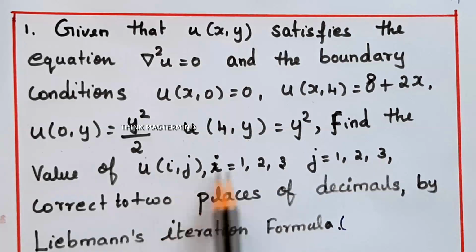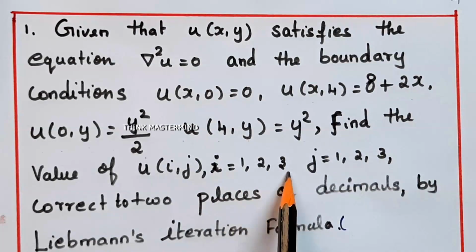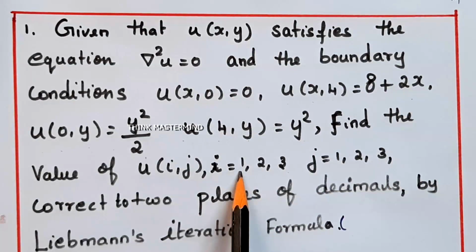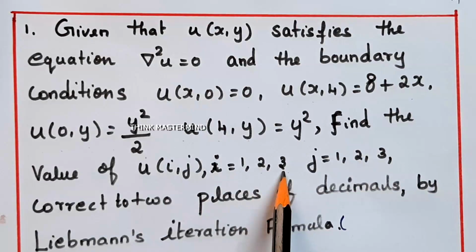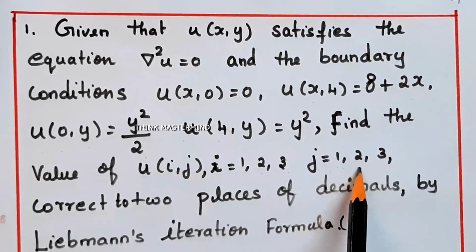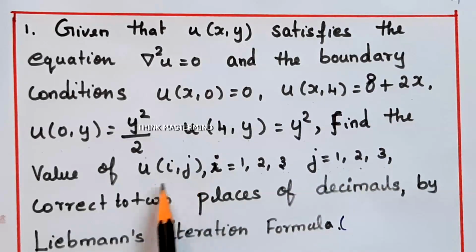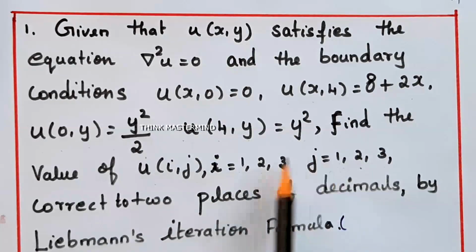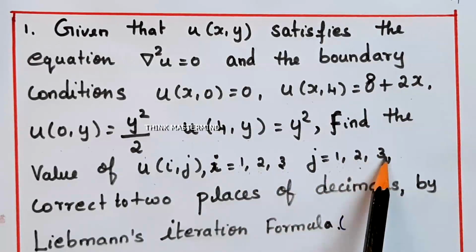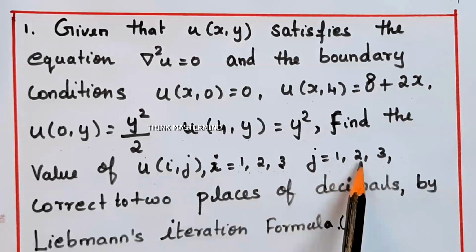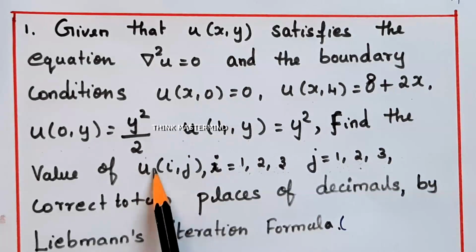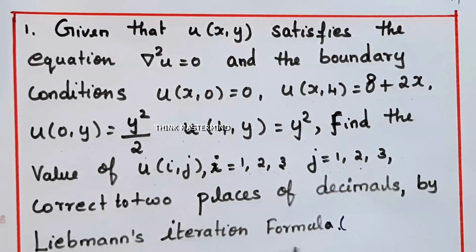So what are we going to find? u of i comma j, where i is equal to 1, 2, 3. That means the step size of x is 1, that is i is equal to 1, i is equal to 2, i is equal to 3, and similarly the step size of y is 1 when j is equal to 1, 2, 3. So we are going to find the u value at the points 1 comma 1, 1 comma 2, 1 comma 3 and 2 comma 1, 2 comma 2, 2 comma 3. Similarly 3 comma 1, 3 comma 2, 3 comma 3. So for different values of x and different values of y, what is the u value? By using Liebmann's iteration method.